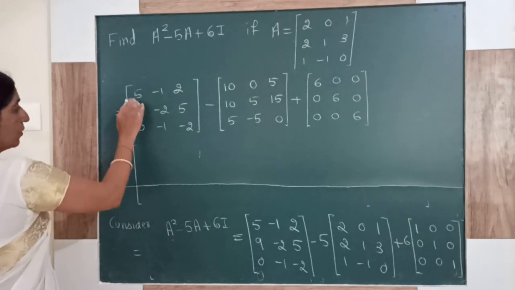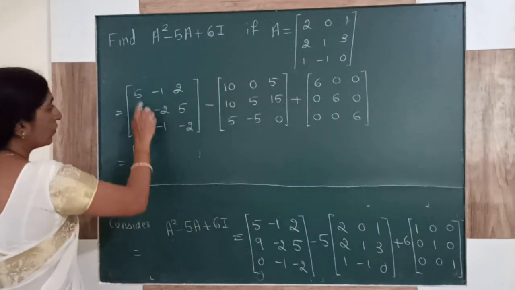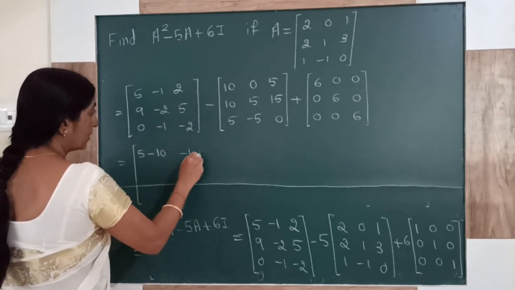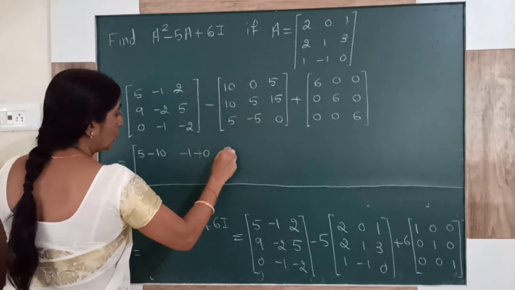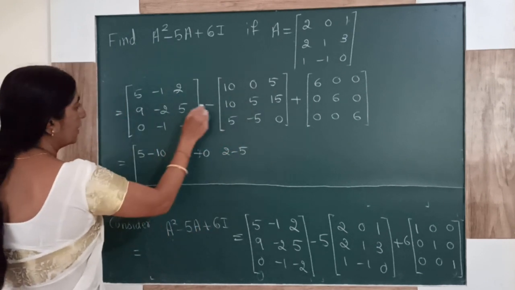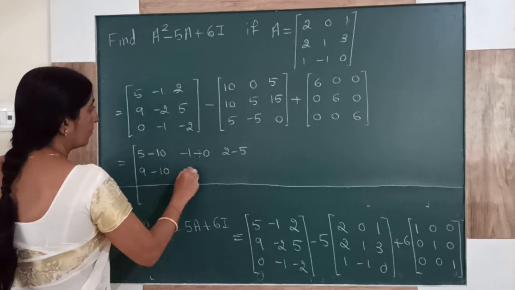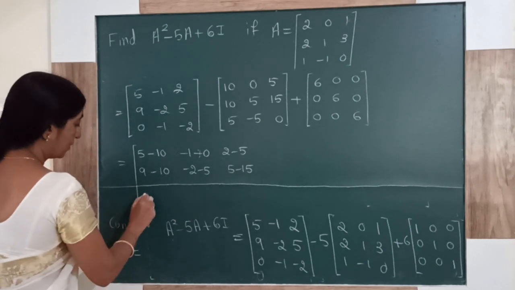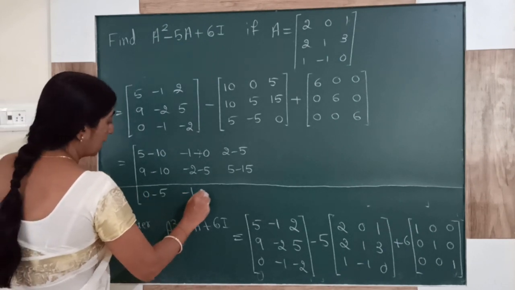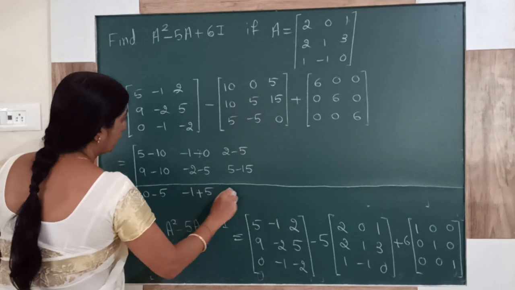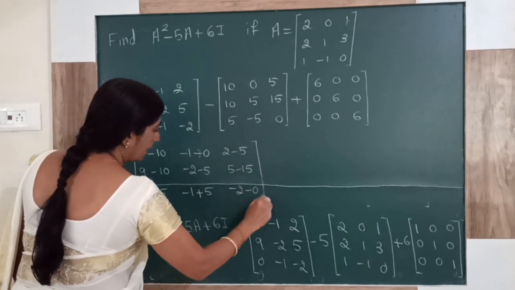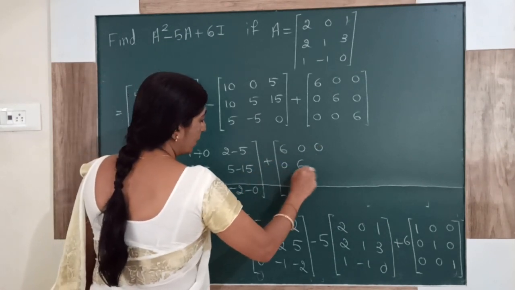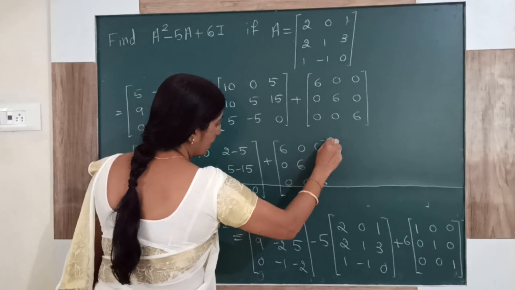If you are not able to solve 3 terms at a time, go for the first 2. 5 minus 10, corresponding element, minus 1 minus 0, 2 minus 5, 9 minus 10, minus 2 minus 5, 5 minus 15. As I told, corresponding element. This is minus into minus. And I kept the next one as it is. If you are perfect in calculations, you can take all the 3 terms at a time.